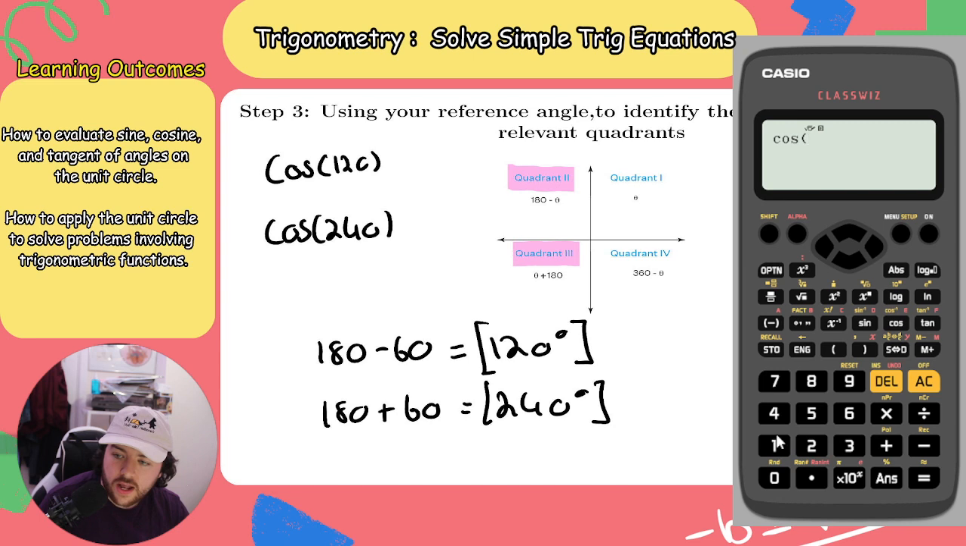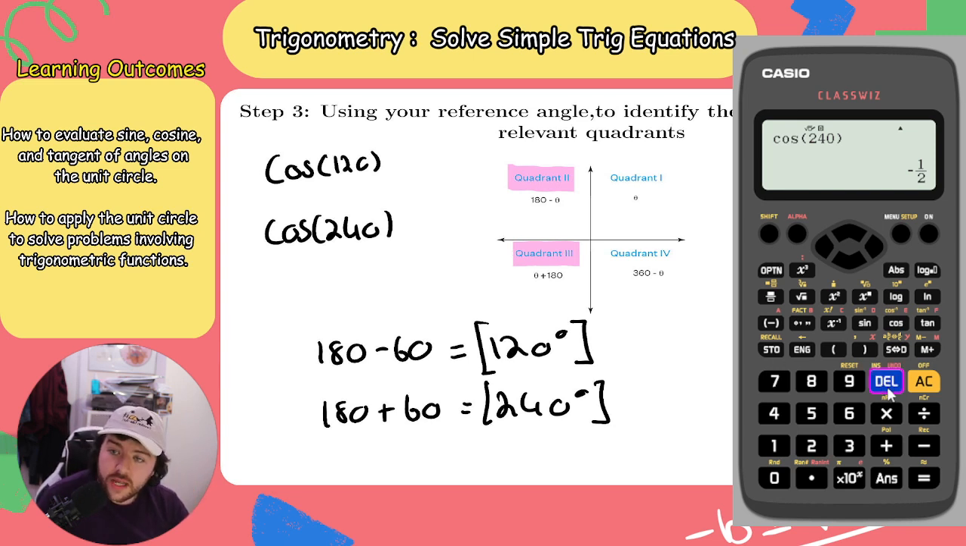So cosine 120 is equal to minus a half. Then I'm going to change it to 240. So cosine of 240, minus a half. So I have now just found the two angles for which the cosine is equal to minus a half. And that's how you solve these equations. Just those three simple steps.